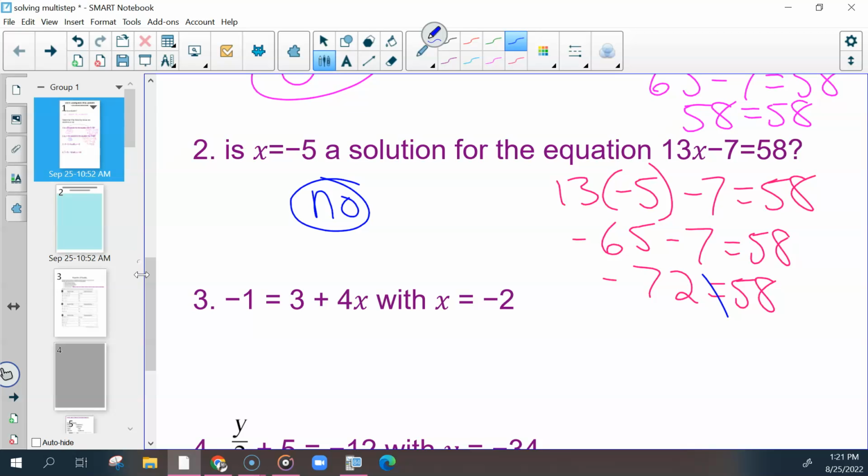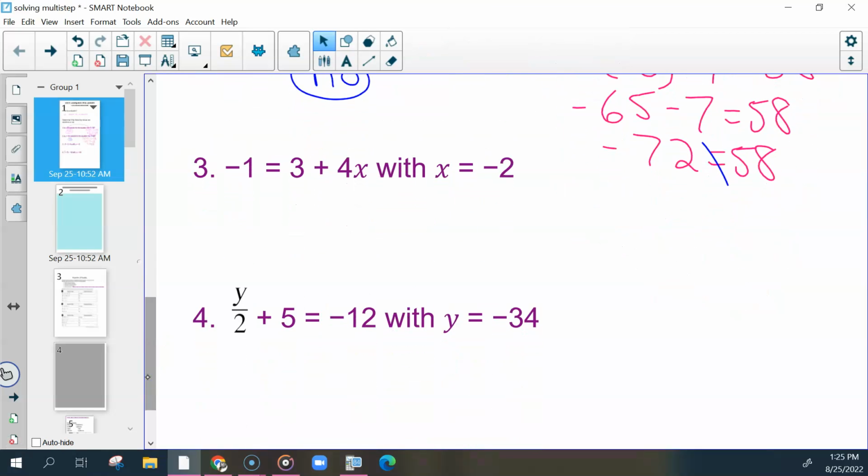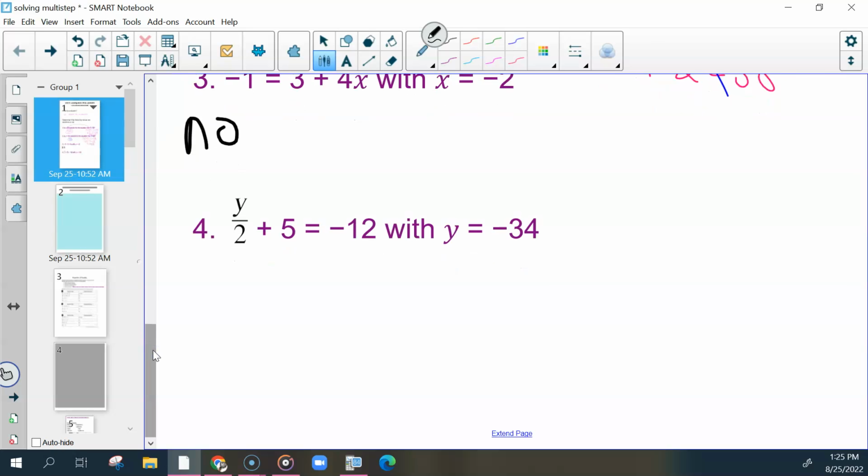I want you to try 3 and 4. I'll give you a couple minutes to do that, and then we'll come back and talk about them. Collectively, you can just say your answer. Did we find that number 3 was or was not a solution? It's not a solution. Did anyone want to see this or need to see it? And then number 4, was this or was this not a solution? It was. Do we need to see this one? Do you want to see this? Okay.